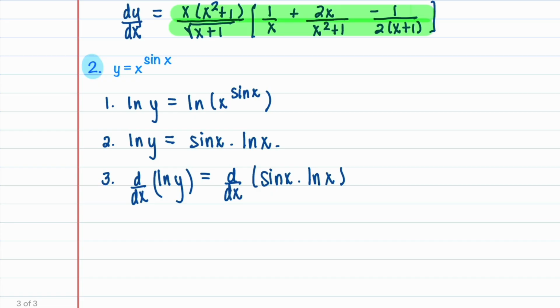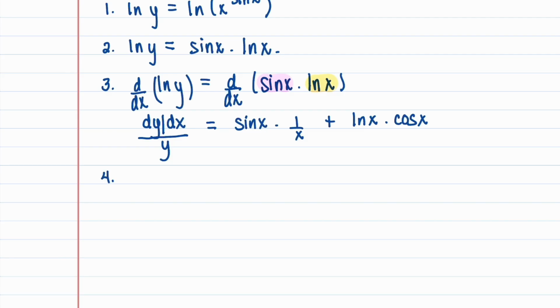The derivative of ln y is the derivative of what's inside, which is dy/dx, all divided by what's inside, which is y. And then on our right-hand side, we have a product. Here's our first function, and here's our second function. So we're going to use the product rule. So we're going to have the first, which is sine x, times the derivative of our second function. The derivative of ln x is 1 over x, plus our second function, ln x, times the derivative of our first. The derivative of sine x is cosine x.